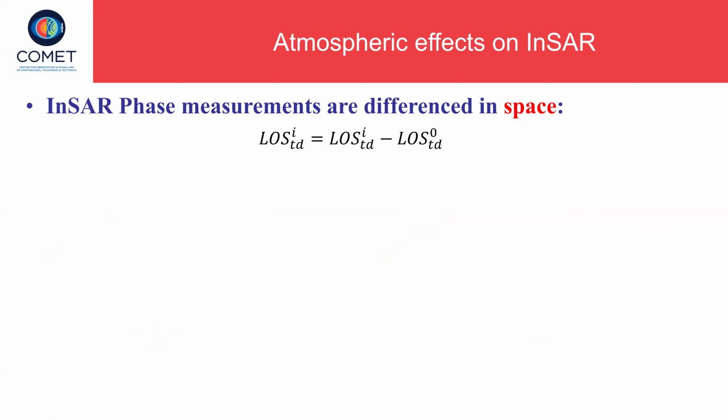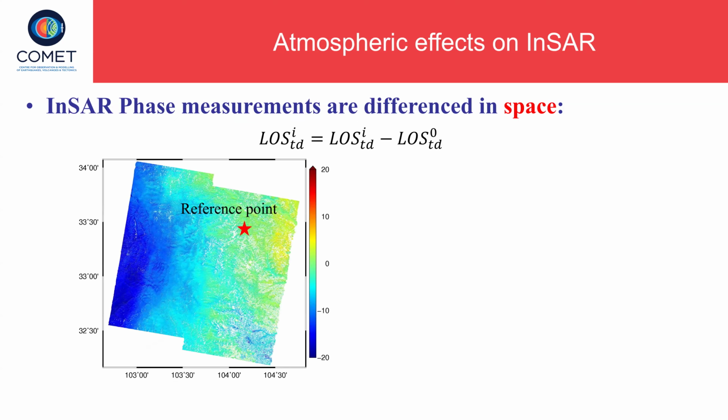Apart from that, InSAR measurements are also different in space. For example, we will always have a reference point on our interferogram. So all the measurements are referenced to that point. So we cannot measure absolute deformation. We can only measure relative deformation, so deformation relative to a point, to some places. So this is what InSAR measures.